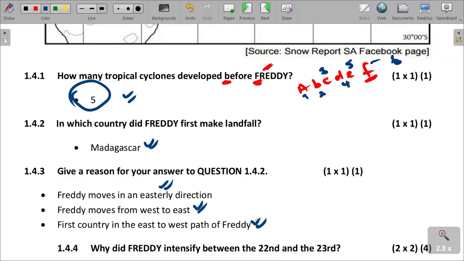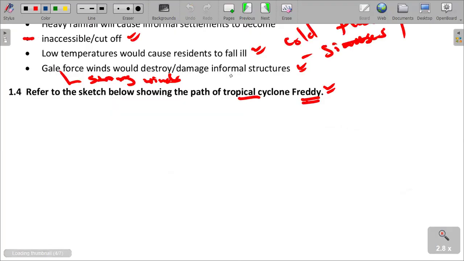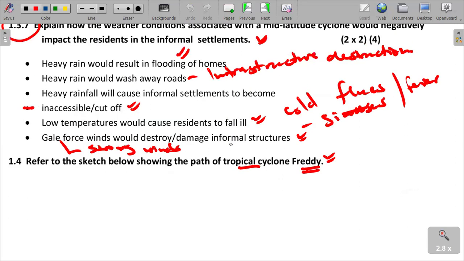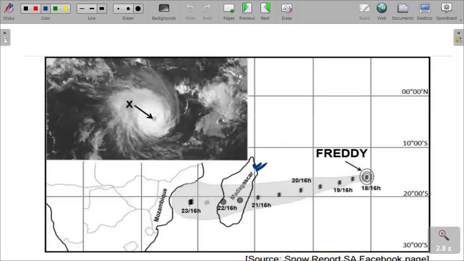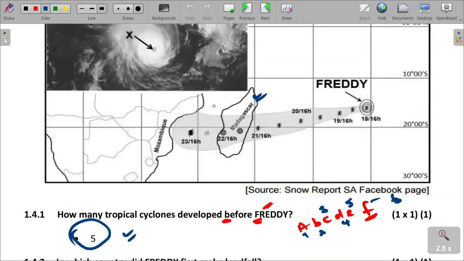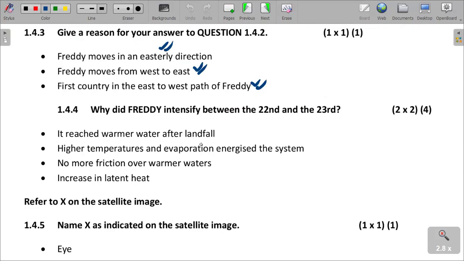Are we together there? According to the movement that is happening, and don't forget that we are also given that from the information, we also need to understand that these tropical cyclones are moving from Mozambique. Where does it go first? It is going to go to what? The next country, or the first country it is coming from. It is Madagascar, according to the direction of movement.